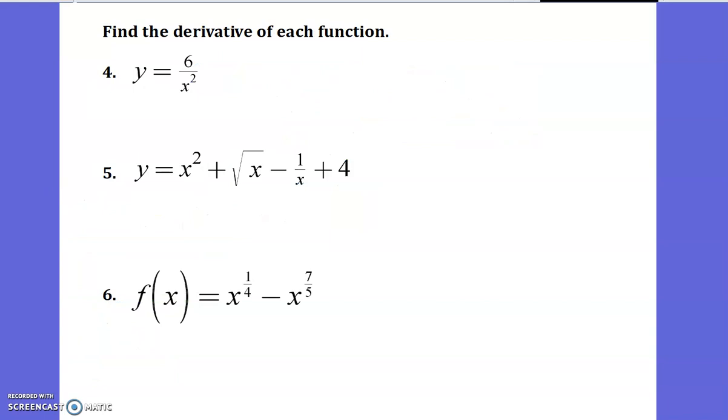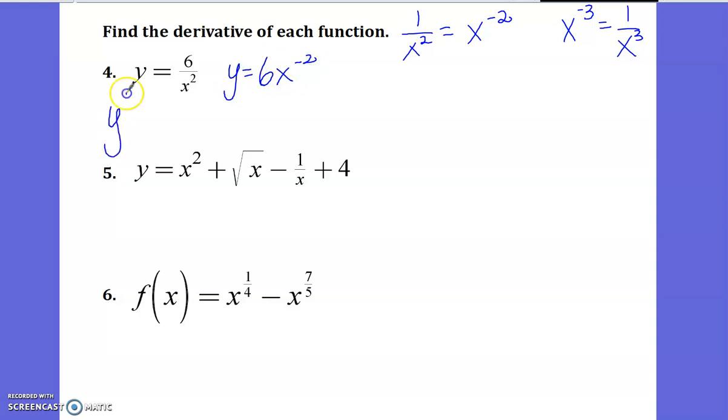With these, I'm going to do some rewriting. Remember, if we have an exponent in the denominator, let's say like 1 over x squared, I can move this to the numerator by making it a negative exponent. Same thing vice versa. If I have x to the negative 3, I can rewrite this by pushing it into the denominator, and it makes it positive. So here, I'm going to rewrite this so that x squared is in the numerator. And then I apply the power rule here. So I move this negative 2 out front.